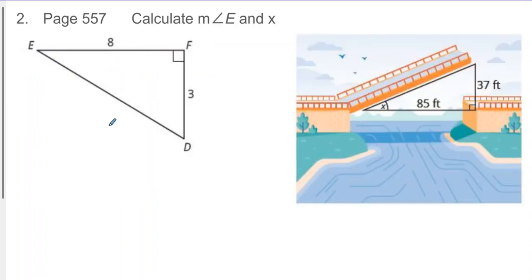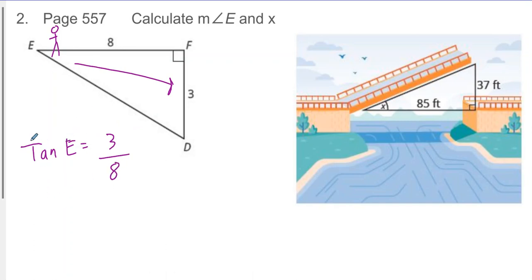So let's see how we would do this. I want to find angle E. So I'm going to put my body here. This is my reference angle. Tangent of angle E equals opposite. Opposite is 3, and adjacent is 8.